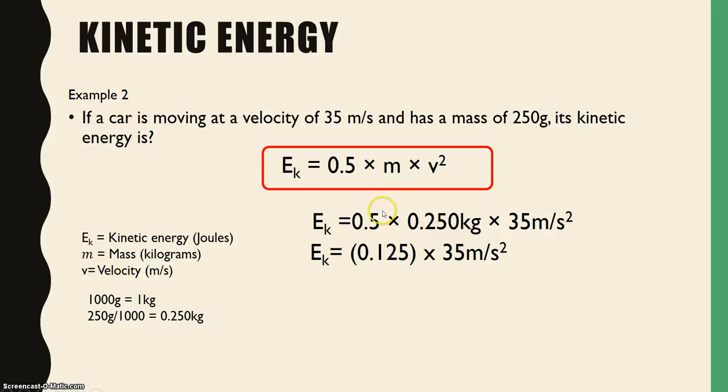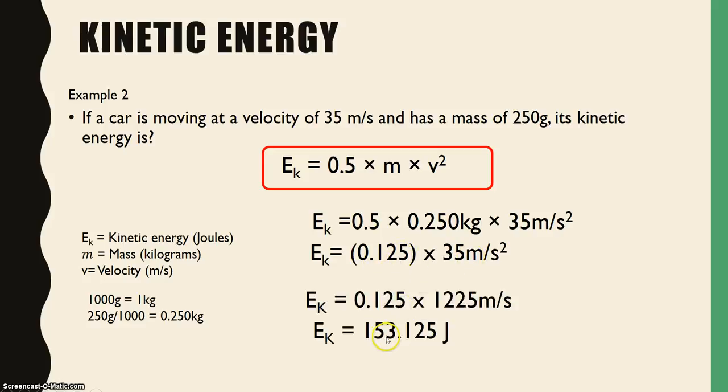We put that into the equation, we multiply it by 0.5, and then we multiply it by its velocity squared. So 1/2 times 0.25 is 0.125, and then multiply that by 35 squared, which will give you 153.125 joules, with the capital J.